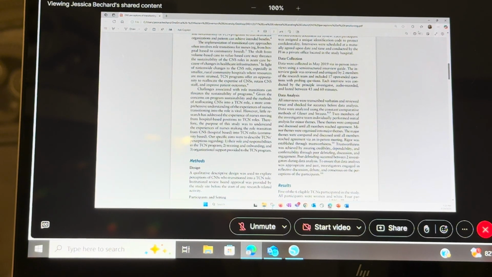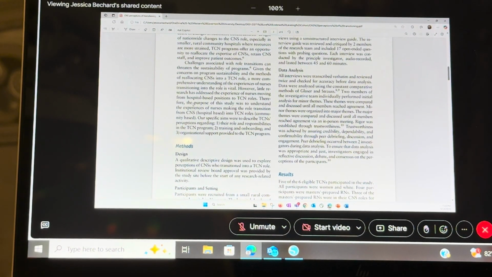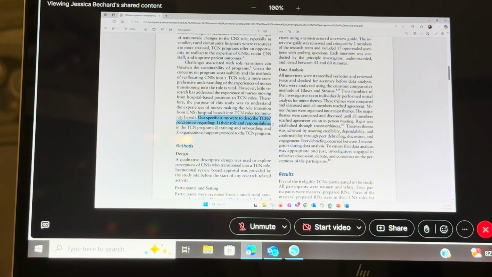So we see, and I hope you all can see this okay, in this paragraph, it gives us a purpose. The purpose of this study was to understand the experiences of nurses making the role transition from CNS hospital-based into TCN roles community-based. Our specific aims were to describe the TCN's perceptions regarding their role, training, and organizational support. Okay, so just by reading those 2 sentences, do you see any keywords here that make you think, oh, this is what they're looking at, based on what you already know?